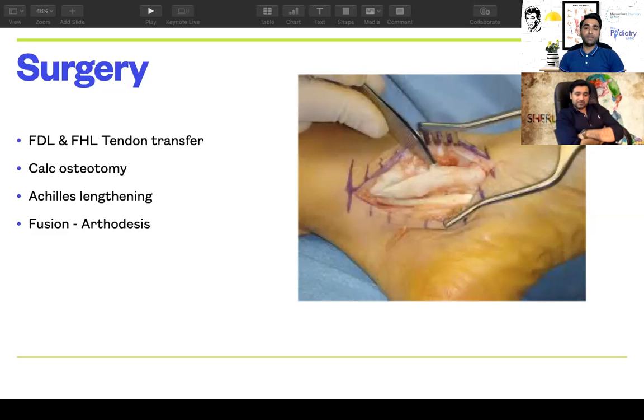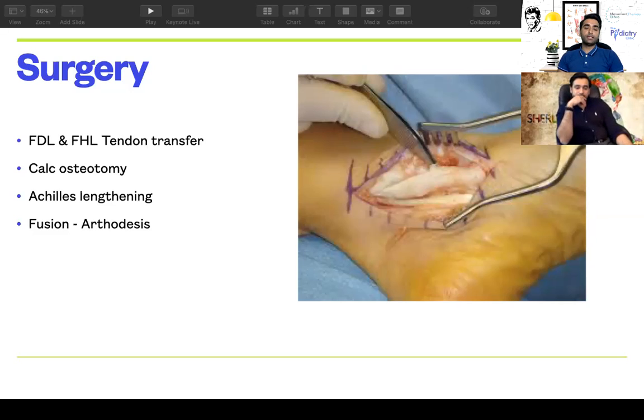But a lot of the patients who have stage 4 have a lot of other problems as well along with it. So their gait is affected. If, for example, they've got rheumatoid arthritis, their gait is affected anyway.